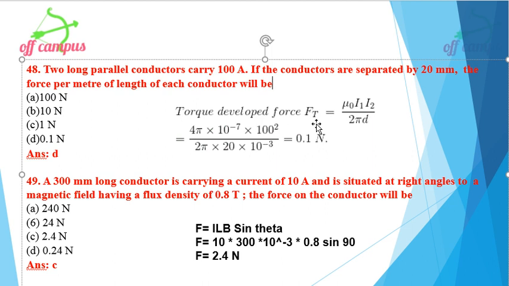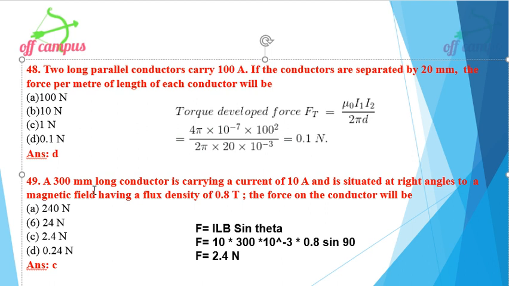So F equal to mu naught into I1 I2 divided by 2 pi d. Mu naught is a constant value, we know that 4 pi into 10 power minus 7. What are I1 and I2? They carry 100 amperes each, so I1 and I2 equal 100. So 100 square divided by 2 pi into distance d. D is 20 millimeter, which is 20 into 10 power minus 3. By solving this, we will get 0.1 Newton as the answer. Then we will see another problem.